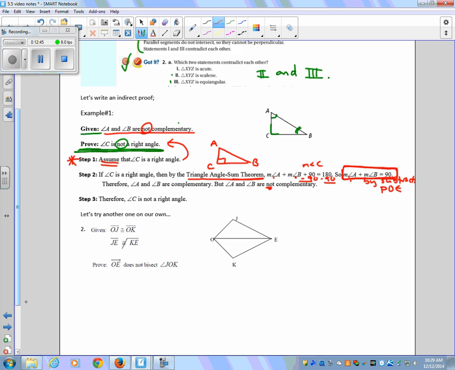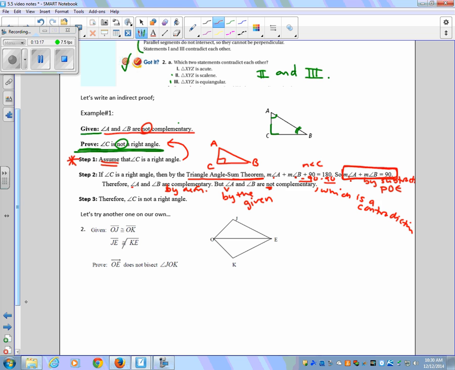Well, by definition of complementary, that means that A and B are complementary. But by the given, they really should put some more words in here. They don't make it very clear. But by the given, A and B are not complementary, which is a contradiction. We basically have contradicted the given statement.